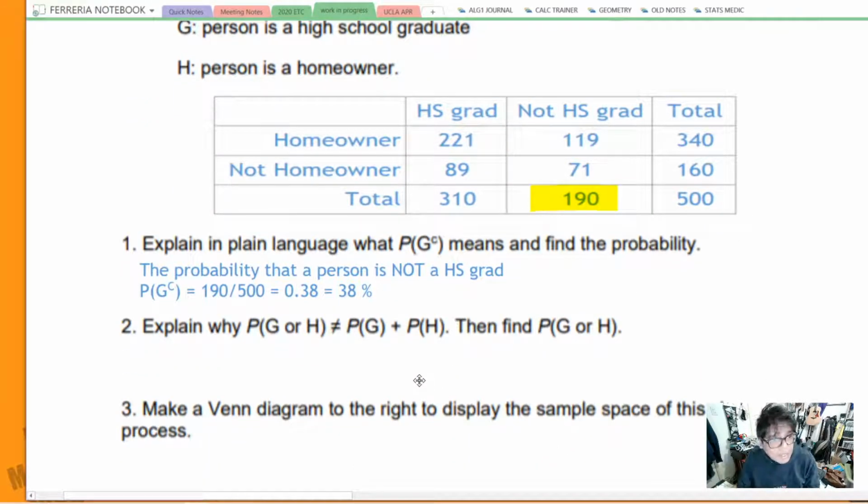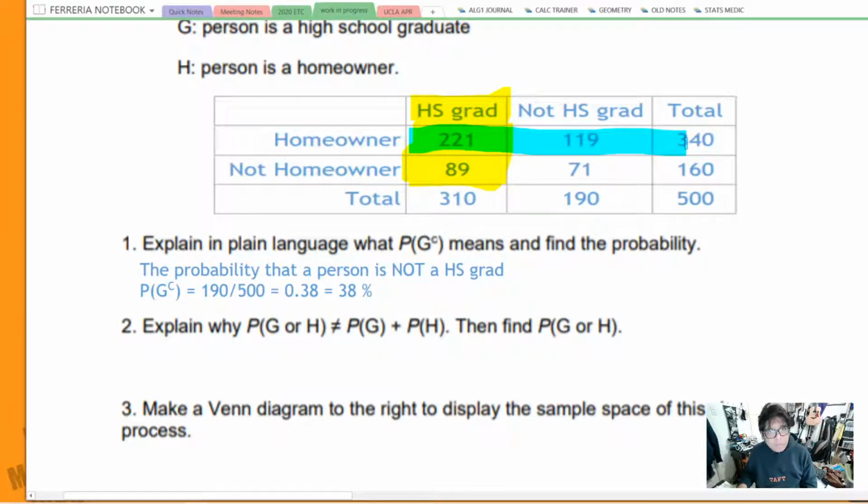Next, explain why the probability of G or H is not equal to the probability of G plus the probability of H. Well, let's see. The probability of G includes the people that are high school graduates. That includes all of these people. The probability of H is the people who are homeowners, and that includes all of these people.